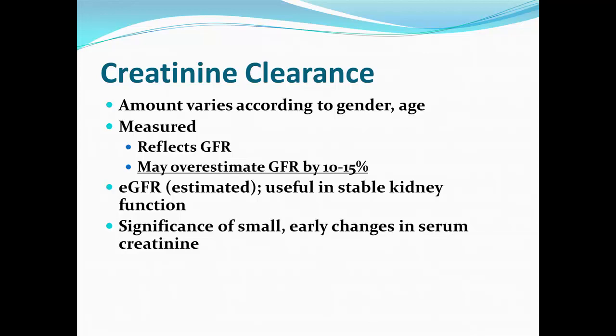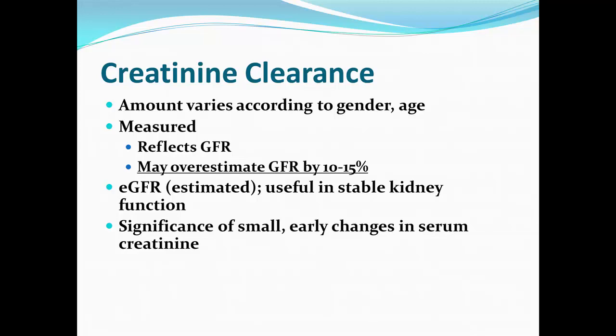One of the things we use here is that creatinine clearance. We use it also to estimate, that's that little e, the glomerular filtration rate. An estimated GFR uses serum studies in stable kidney function, but is not useful in acute kidney injury because in acute kidney injury things are changing too rapidly. But an estimated GFR in chronic kidney disease is very, very helpful in determining the progression of a chronic pathology.